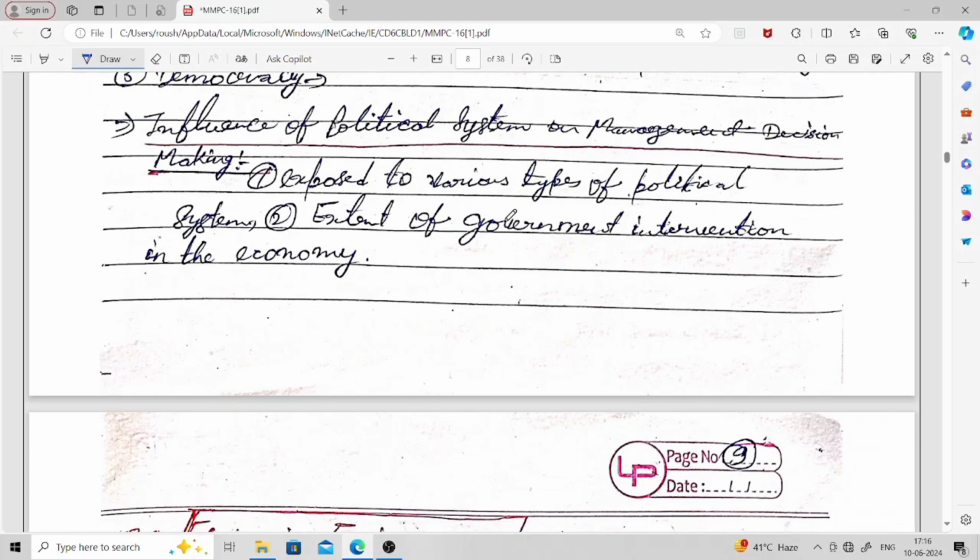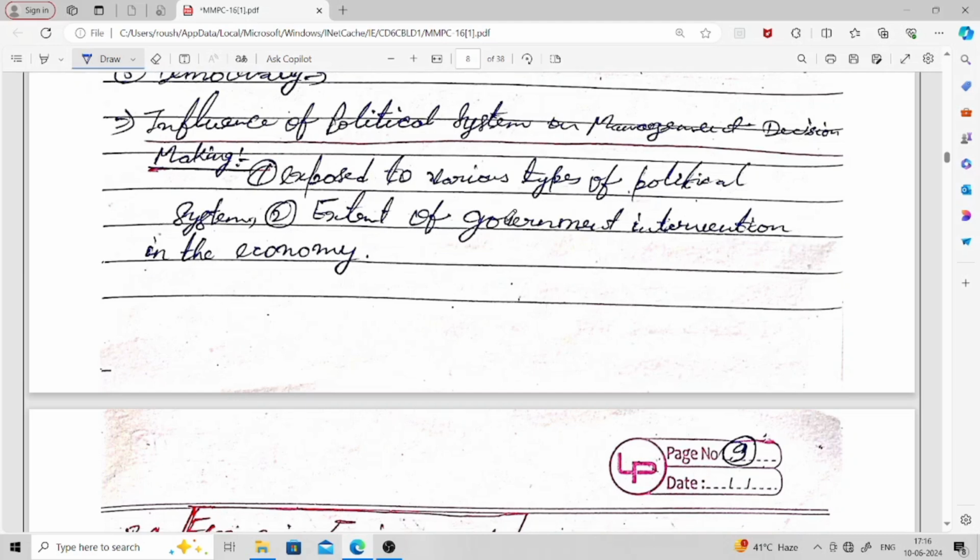Influence of political system on management decision making. So how does the political system affect management decision making? The first is exposure to various types of political systems. Managers are exposed to various types of political systems, so they need to understand the different kinds of political systems so that accordingly they can take better decisions.